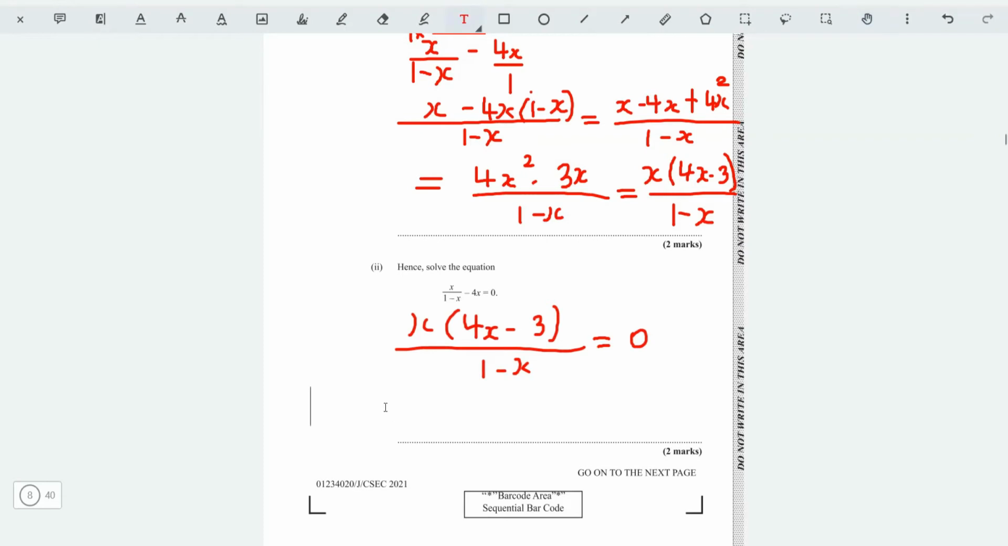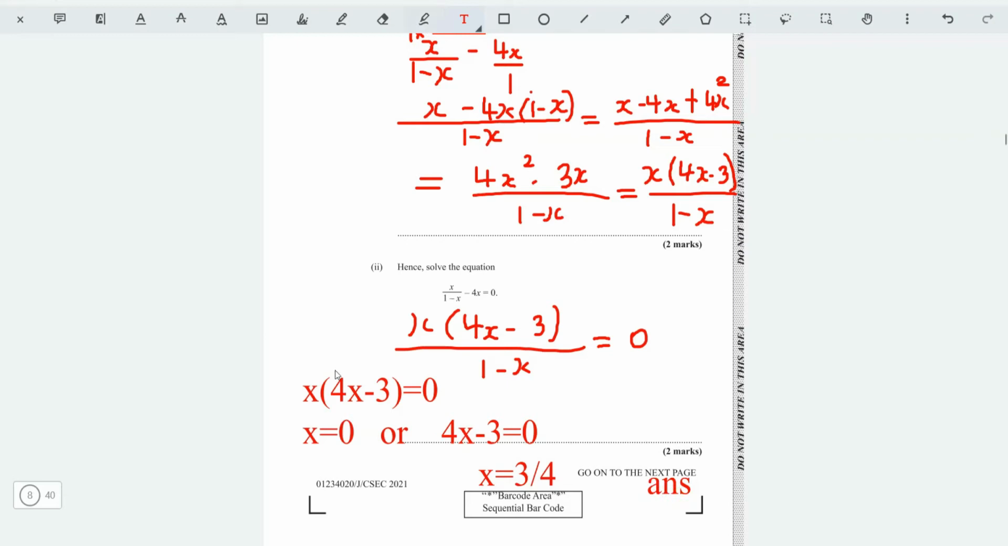So that implies we can get x times 4x minus 3 equals 0. We ignore the denominator because the denominator can't be 0. So solving the numerator part, we get x equals 0 or 4x minus 3 equals 0. And from this side, we end up getting x equals 3 over 4. So the two answers are x can be 0 or x can be 3 over 4. Those are the answers.